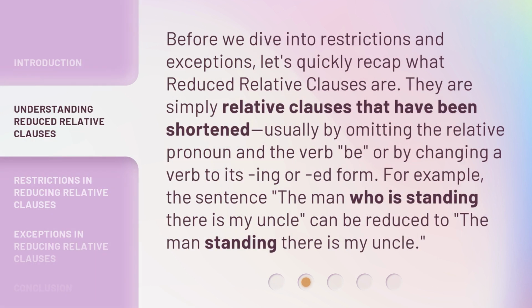Before we dive into restrictions and exceptions, let's quickly recap what reduced relative clauses are. They are simply relative clauses that have been shortened, usually by omitting the relative pronoun and the verb be, or by changing a verb to its ing or ed form. For example, the sentence, "The man who is standing there is my uncle," can be reduced to, "The man standing there is my uncle."